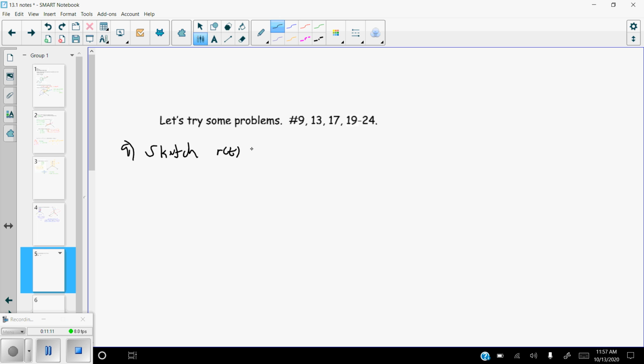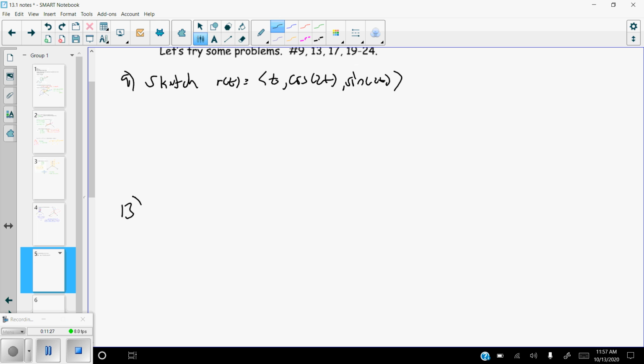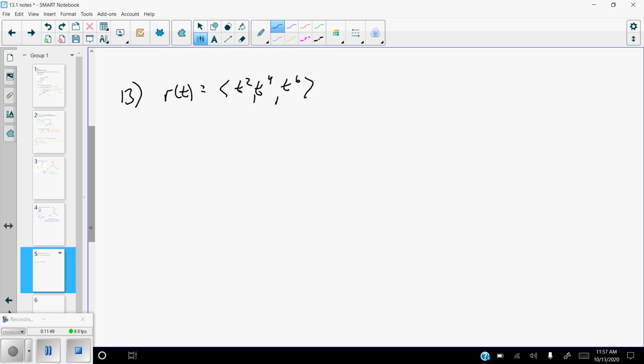r of t equals t, cosine 2t, sine 2t. We are going to sketch, leave a little space there. We are going to sketch r of t equals t squared, t to the 4th, t to the 6th, and let's do 17. I don't want to do 19 through 24. I think those are matching. So let's do 17.